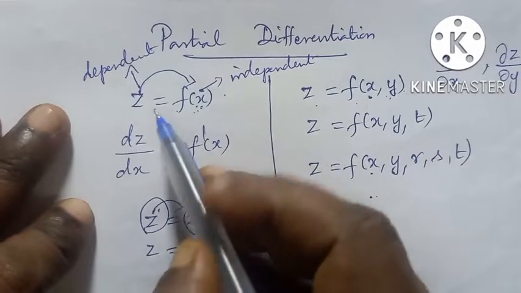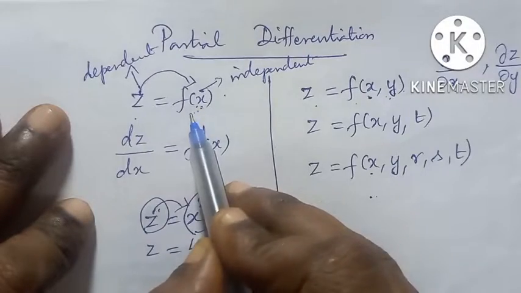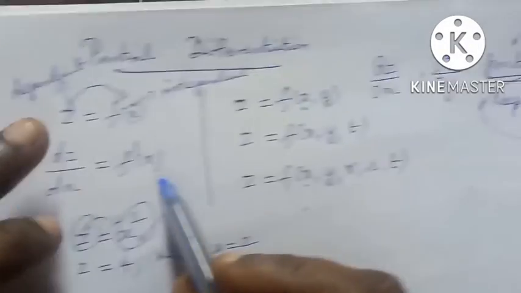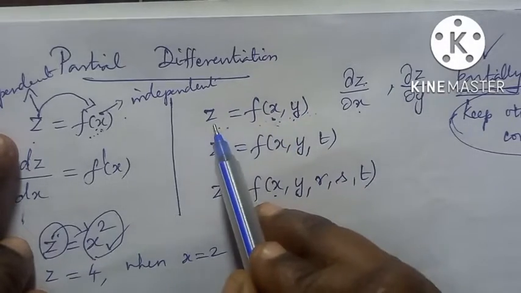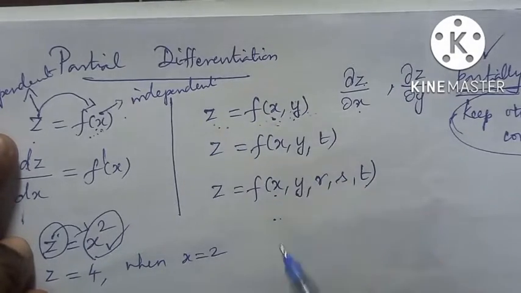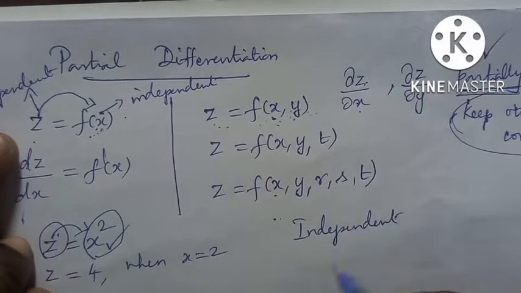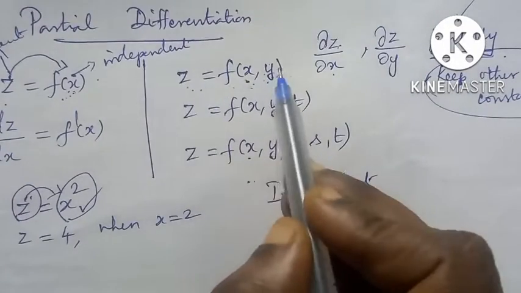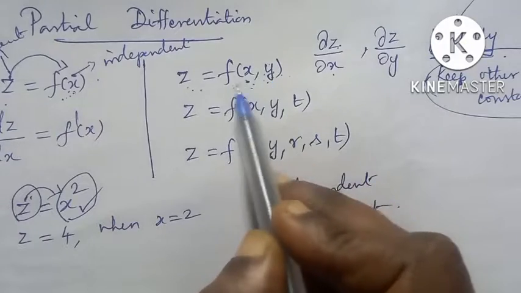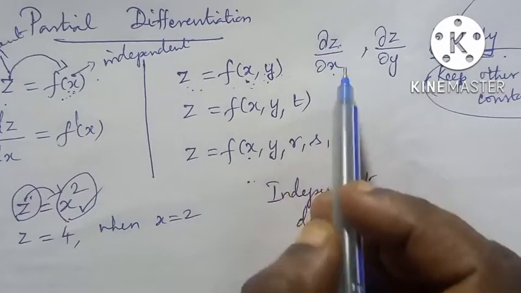Okay. So when z is function of only one independent variable, ordinary differentiation comes. When z is function of more than one independent variable, partial differentiation comes. Okay. So you should know these two variables, independent variable and dependent variable. You should know both. Okay. So here z is dependent, x and y are independent. When there are more than one independent variable, then partial differentiation comes.